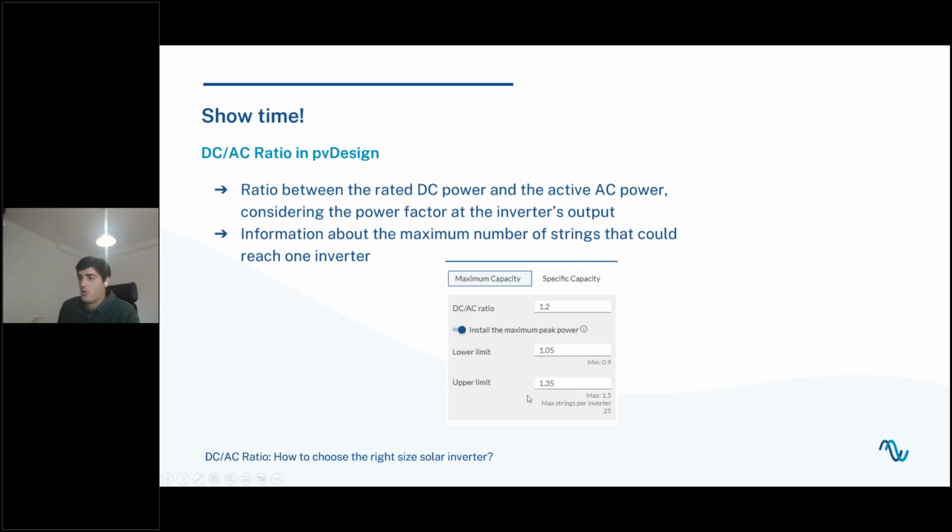This way, one user could go to this box where they are defining the DC-AC ratio, and could directly see what's going to be the maximum number of strings that can reach one inverter, and check that this value is not exceeding the one given by the manufacturer. Also from this box, we can see that it's possible to define not only a global DC-AC ratio, but also some limits if we want to install the maximum peak power in the plant. And this way, the user will be able to define in what range they want the inverter to be working.